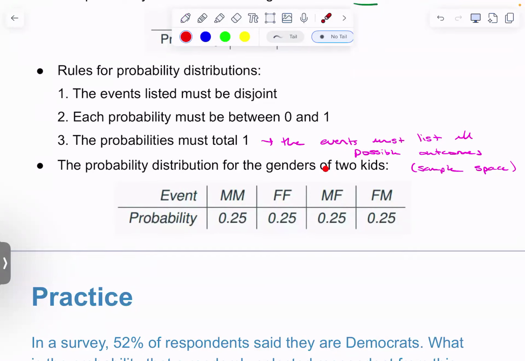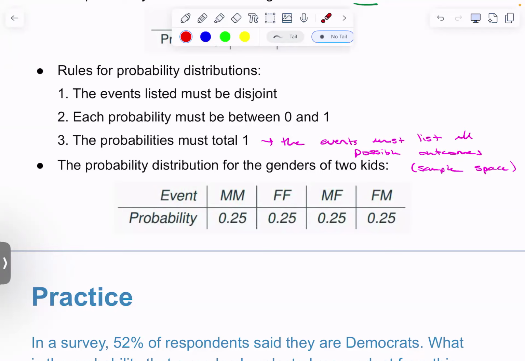What if you have 2 kids? Then the first one might be male and the second one might be male, right? First one might be female, the second one might be female, or the first one could be male and the second one is female versus the first one is female and the second one is male. These two are different outcomes, right? And so we list all the possible outcomes. We've got 4 possible outcomes. They each have the same probability, right?